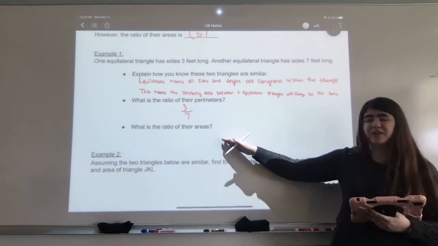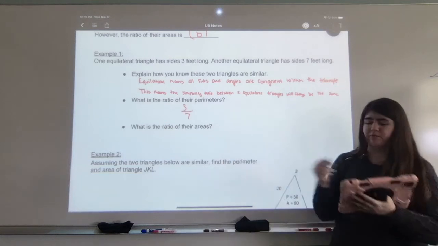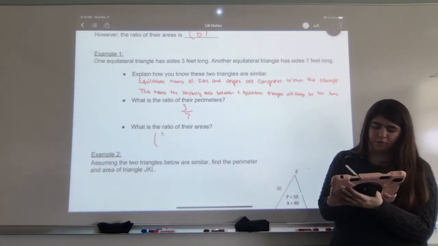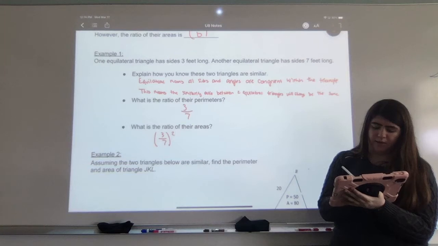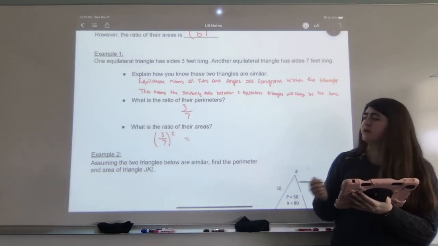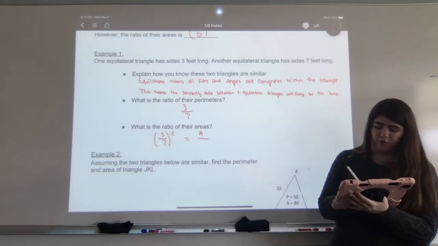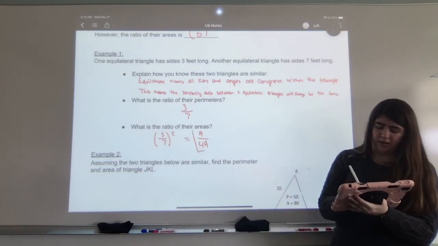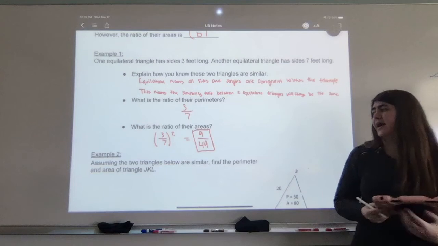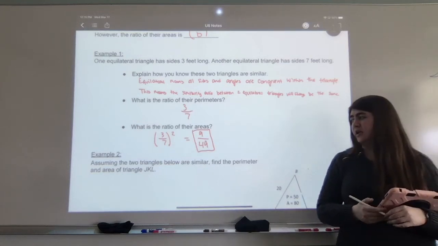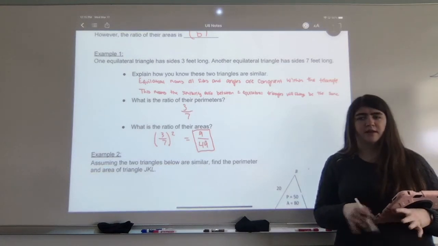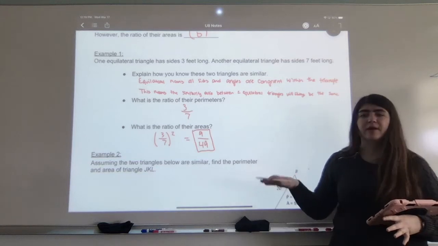To find the ratio of the area, we have to take that and square it. So I have 3 over 7, and we're squaring that, which means the ratio of their areas will be 3 squared, which is 9, over 7 squared, which is 49. And that is their ratio. That actually cannot be simplified, so it's just 9 over 49. If it could be simplified, we'd want to break it down.